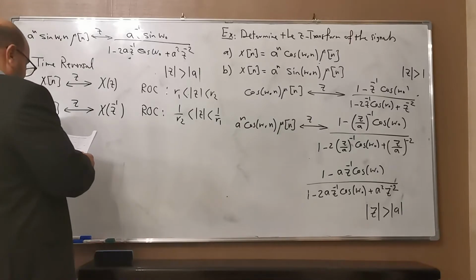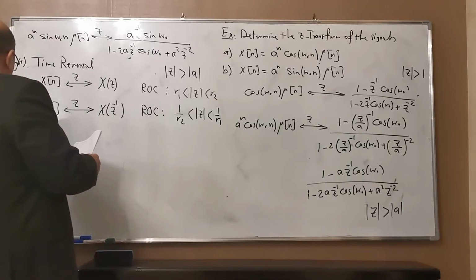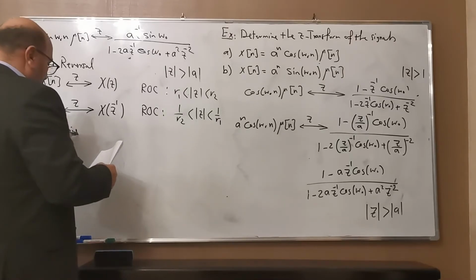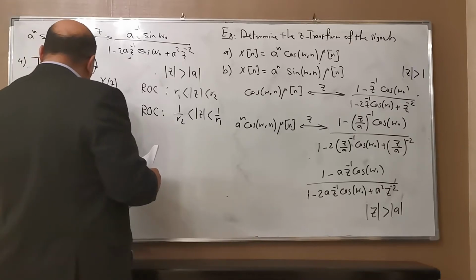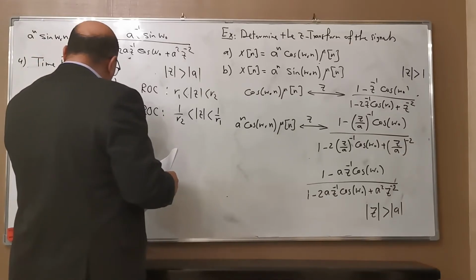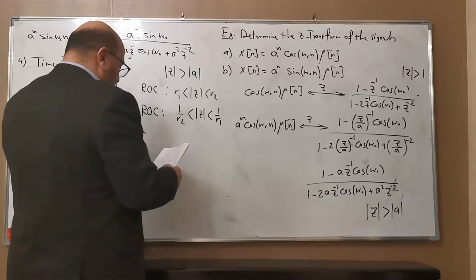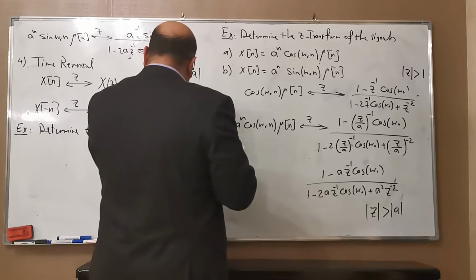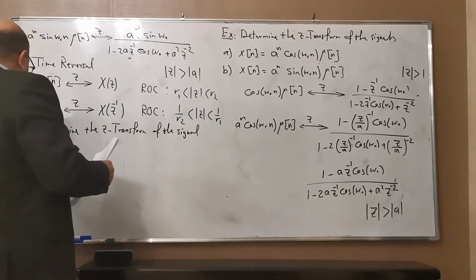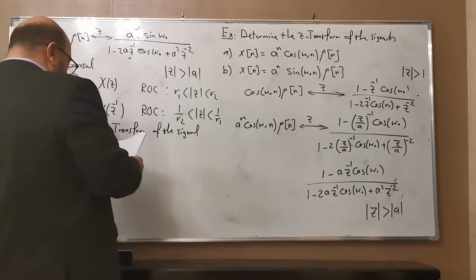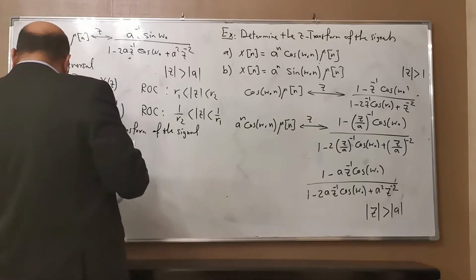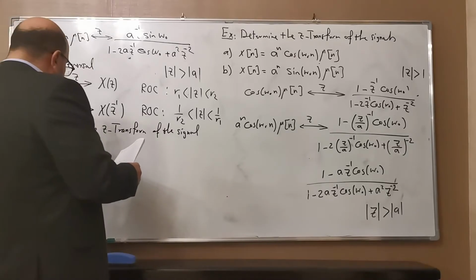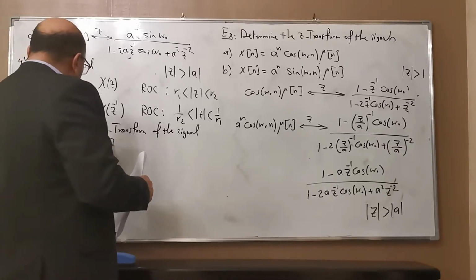If we have, as an example, we want to determine the Z transform of the signal x of n equals u of minus n.